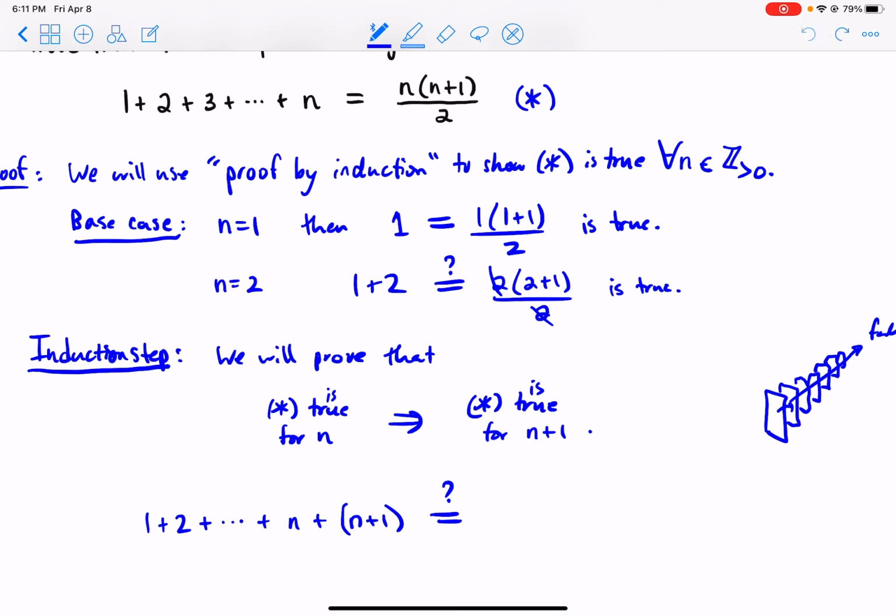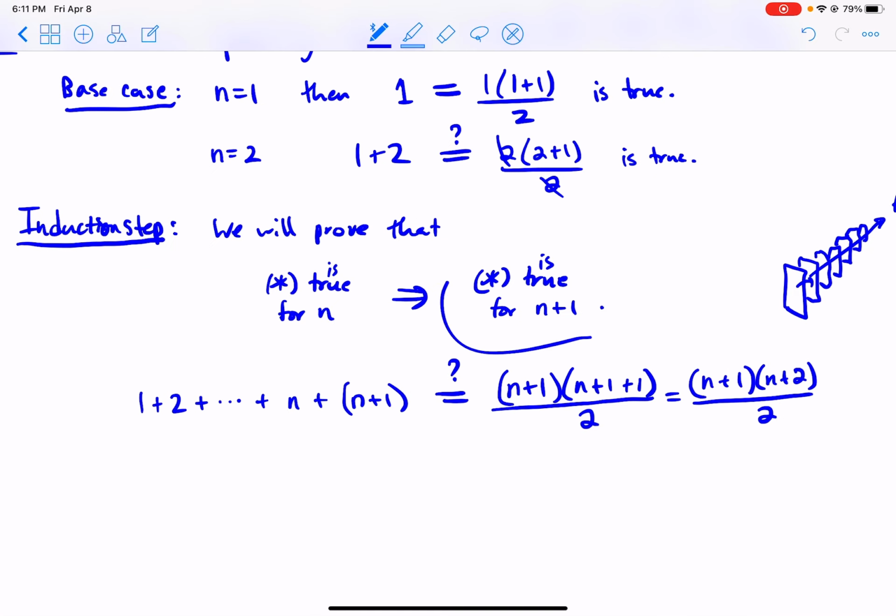So when n is n plus 1, now I have to plug n plus 1 there and n plus 1 there. So I'll get n plus 1 times n plus 1 plus 1 over 2. In other words, n plus 1 times n plus 2 over 2. This is what we want to prove, that this equation holds. And what we're allowed to assume is that the previous equation holds, which means this piece we can rewrite.